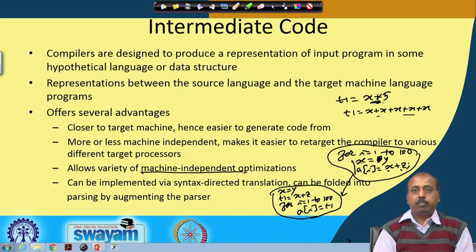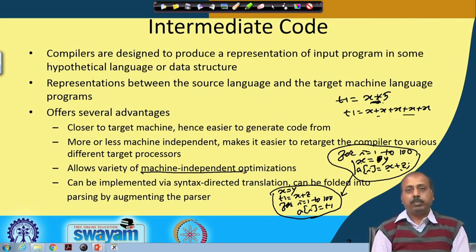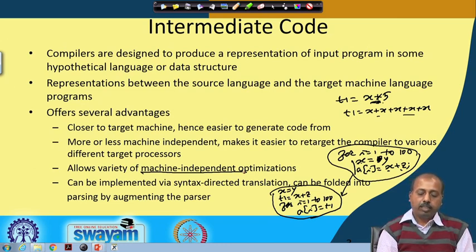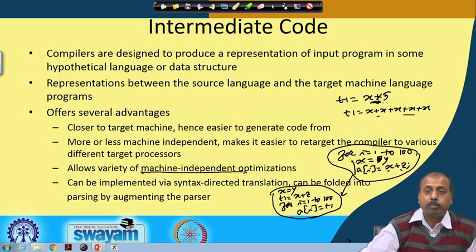This type of optimization can be carried out easily in the 3 address code itself, in the intermediate code itself, and it can be implemented via the syntax directed translation mechanism, and thus it can be folded into the parsing by augmenting the parser. This is the other advantage. We have seen that type checking can be done using the syntax directed translation mechanism. Here, intermediate code generation also can be done using this mechanism, and as we are doing this, the intermediate code generation process becomes simpler, and we do not need a separate phase for that.